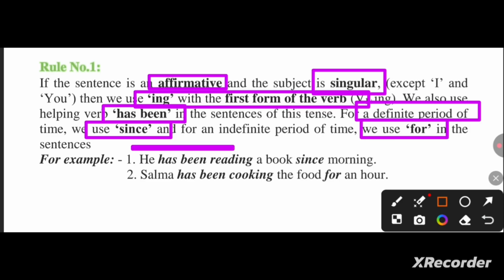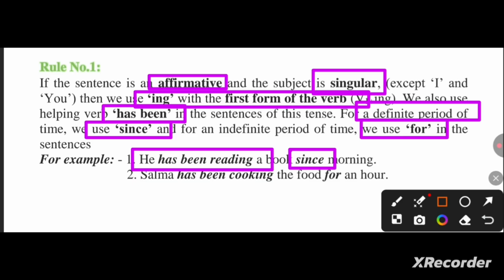He has been reading since morning. Helping verb has been used over here because the subject is singular. Ing is used with the first form of the verb, and period is given over here, that is a definite period. That's why we have used the word since morning.